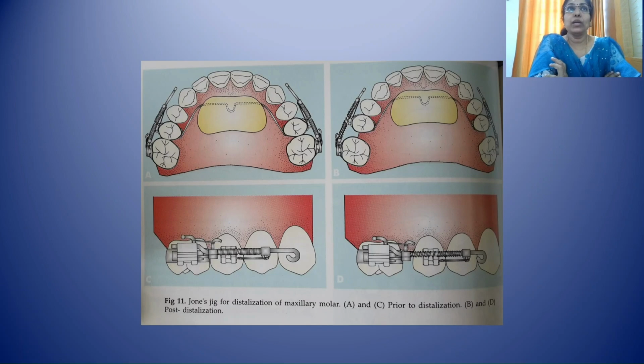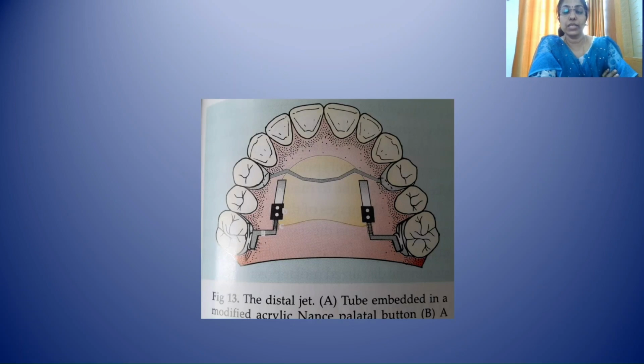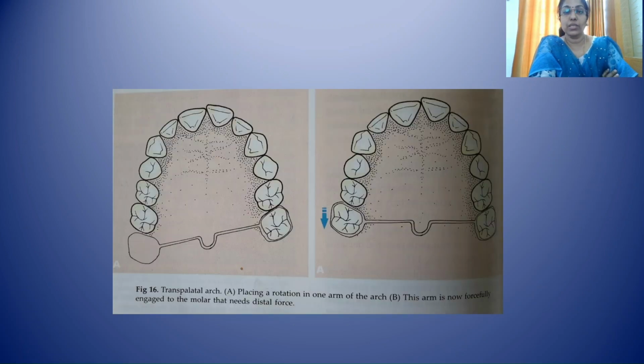All these, they use the same mechanism. They have a palatal Nance button where the anchorage is derived from the palate. Okay, and the distalization portion will be in the posterior, wherever you want to distalize. Now this is the picture of a repelling magnet used for distalization. A and B are two portions where the repelling magnets are there. This is the distal jet appliance used for distalization.